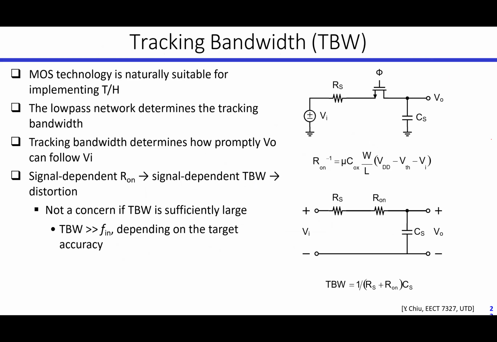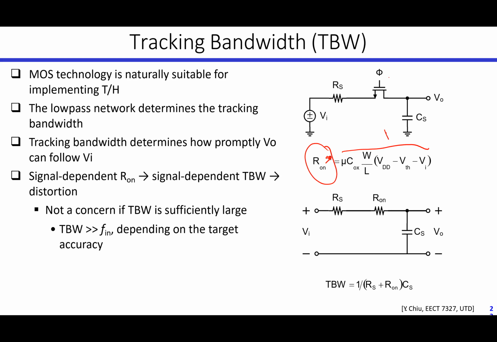And this again came from the switch on resistance. The low pass network determines the tracking bandwidth, and the tracking bandwidth determines how promptly V out can follow V input. The R on is 1 over mu n COX W over L, times VDD minus V threshold minus V input. This is the switch on resistance: when the switch is on, this is the resistance that it has.